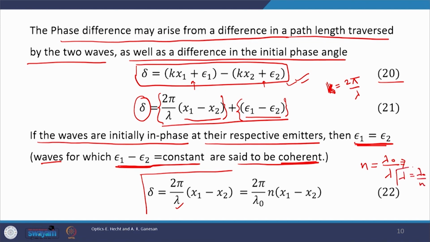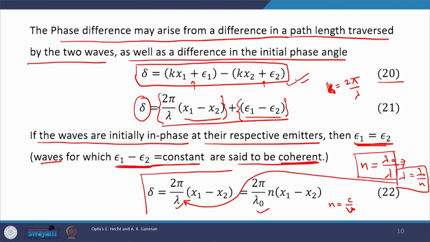Now, we will pick this expression and substitute it back here, and this gives del as 2 pi by lambda naught, into n, which is the refractive index of the medium, multiplied by (x1 minus x2), the path length difference. What is lambda naught? Lambda naught is the wavelength in vacuum. What is lambda? Lambda is the wavelength in a medium of refractive index n, and they are related by the relation n equal to lambda naught by lambda. We can easily derive this relation from the n equal to c by v relation.